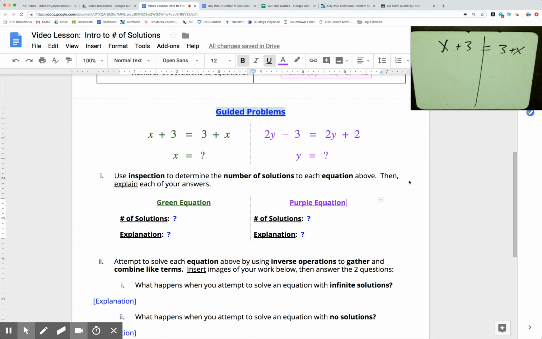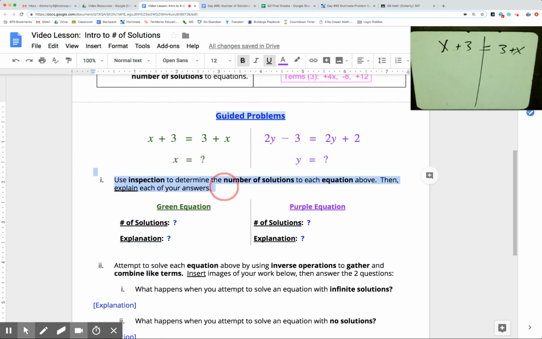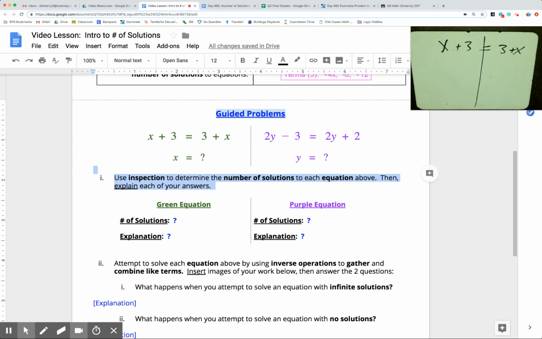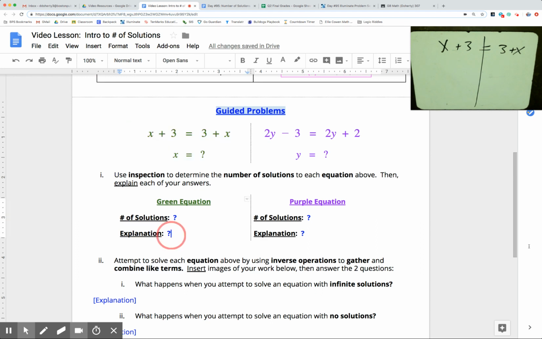Part 1, and this is where you're going to pause the video, says use inspection, or figuring out these equations in your brain, to determine the number of solutions to each equation above, and explain each of your answers. So go ahead, take a look at this green equation first, figure out how many solutions this green equation would have, and then provide an explanation. After you do that, do the same thing for the purple one. How many solutions are we going to end up having for this purple equation?